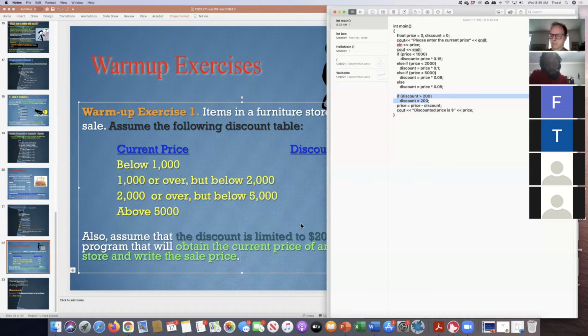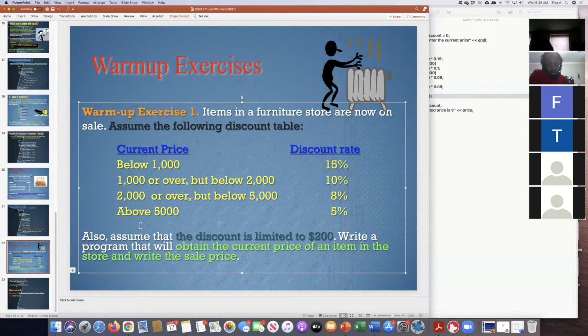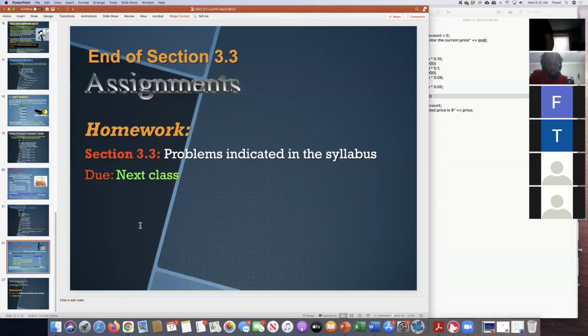Things like that, you have to pay attention to the details. And if you apply the discount without comparing against 200, that's completely wrong. The program is going to produce wrong answers. That's not an acceptable solution. All right, so that finishes 3.3, and you have one problem in your homework from 3.3. I have already set up the homework. The students wanted me to set it up early enough, so I did that this time.